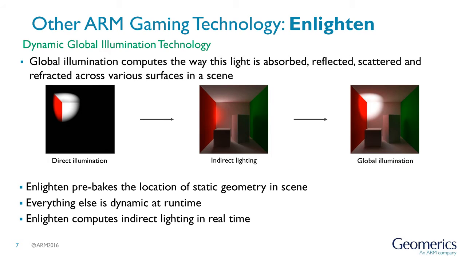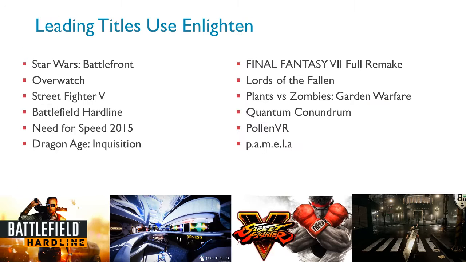We also have the Enlighten technology at ARM. It's a dynamic global illumination technology, and it computes only the location of a static geometry in the scene, and everything else is computed dynamically at runtime. You can see this technology in all these leading titles. They are pretty cool titles that your artist will love. Well, and anyone would love, sorry.